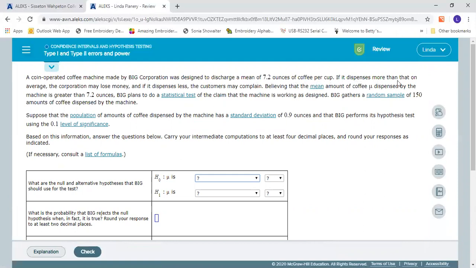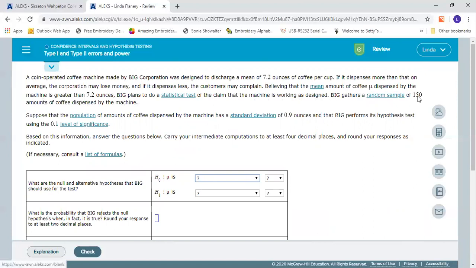If it dispenses more than that, on average, the corporation may lose money. If it dispenses less, the customer may complain. Believing that the mean amount of coffee dispensed by the machine is greater than 7.2 ounces, Big plans to do a statistical test of the claim that the machine is working as designed.